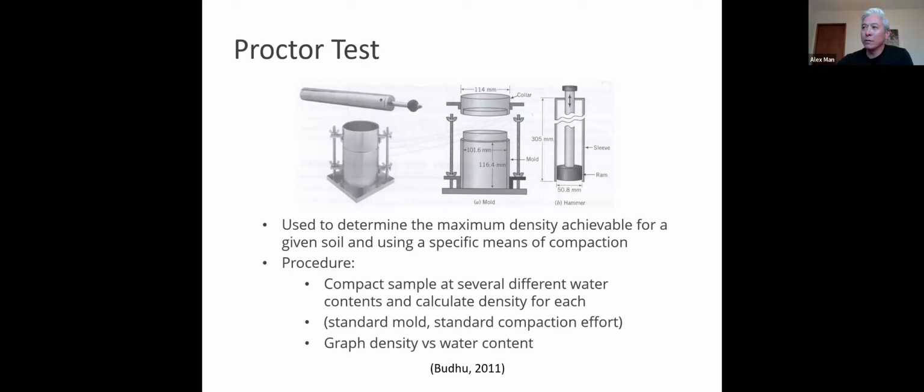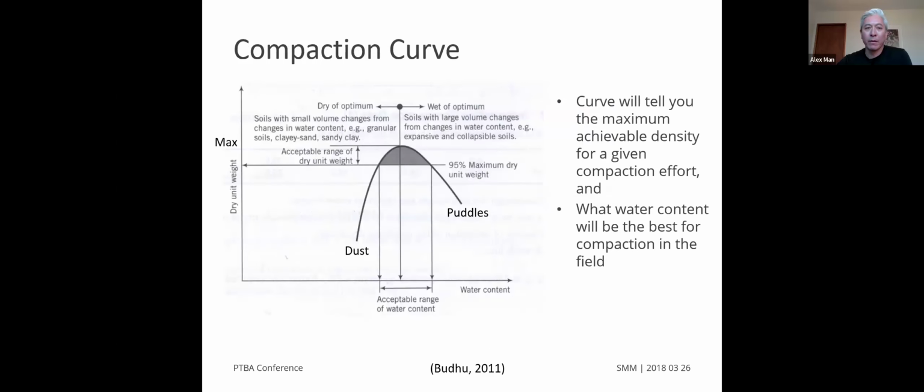So it's a soil mold of known volume, and you impart a known amount of compaction effort. So in this case, that's a hammer. It's a drop hammer that compacts your sample. And you do that for several different moisture contents. So you add some water to your soil, compact it, measure your density, try it again with a little more water, measure your density. And if you do that enough times, you will see kind of a peak.